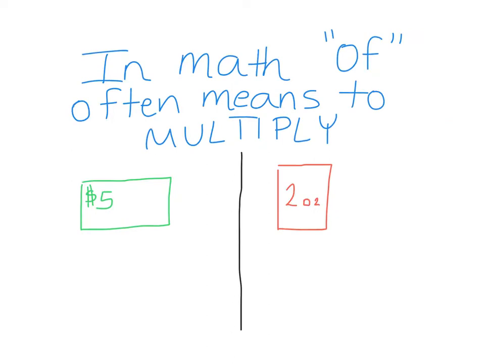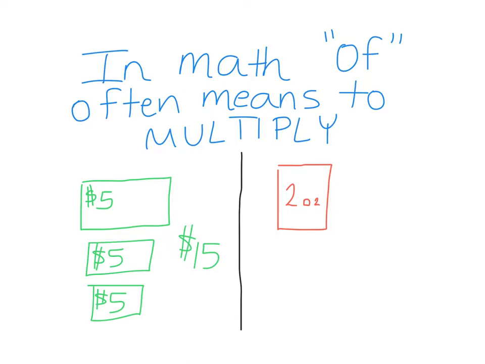Something else I want to go over is that in math, "of" often means to multiply. I'll show you what I mean. So on the bottom left here, I have a $5 bill. If I have one $5 bill, I have $5. But let's say that I have 3 of them. So there's one $5 bill, there's two $5 bills. Now I have 3 $5 bills. If I have 3 of them, I have $15. So I multiplied. 3 sets of 5 will give you 15.